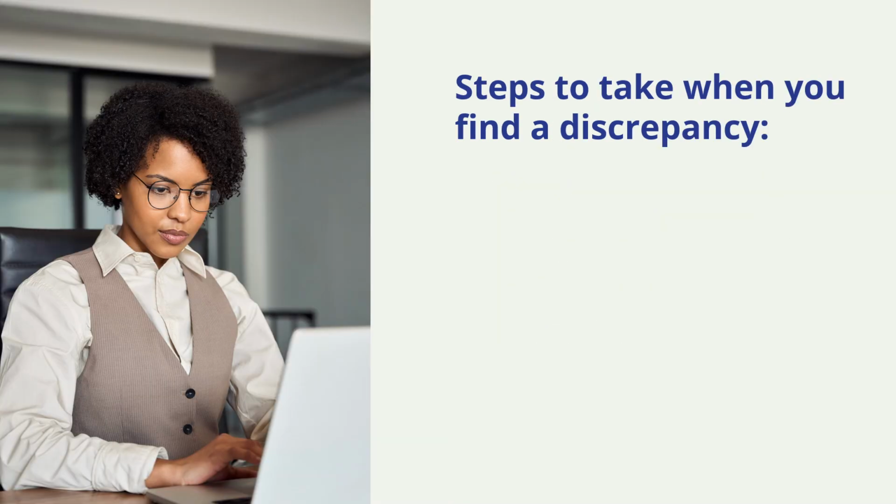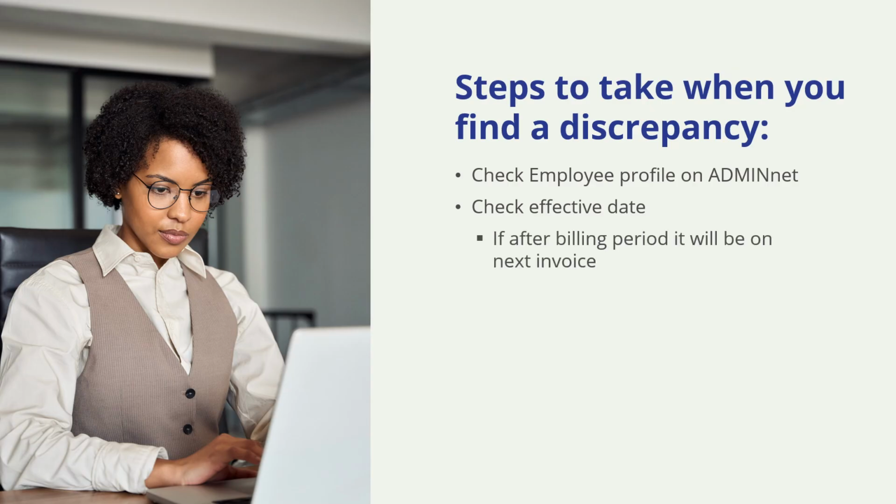If there is a change you were expecting to see on the invoice that isn't there, check the employee's profile on AdminNet to see if the change was made and what effective date was used. Sometimes this is not shown because the update wasn't completed or the effective date is after the billing period, and you can expect it on a future invoice.